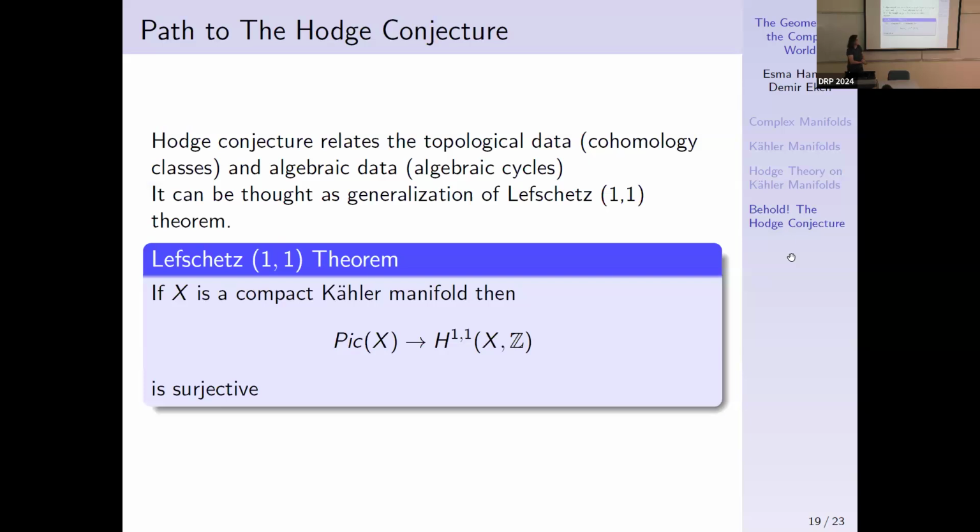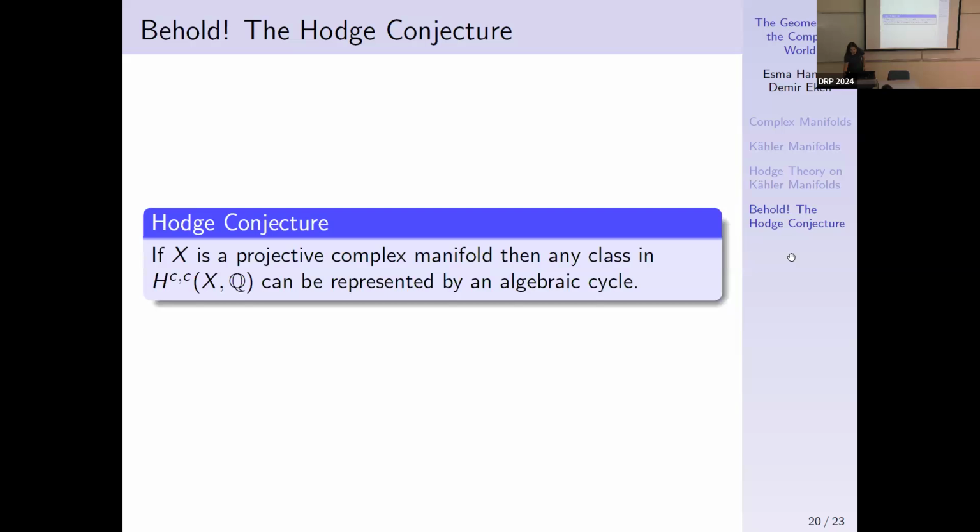Now, we present the Hodge conjecture. The Hodge conjecture basically tries to relate the topological data to the algebraic data. Our topological data in this case are homology classes, and our algebraic data is the algebraic cycles. It's actually a generalization of the Lefschetz (1,1) theorem, which tells us that the map from the Picard group of X to the (1,1) cohomology classes of this manifold is surjective. So it means that we can represent this topological object by an algebraic object. The Hodge conjecture says that you can do that in higher dimensions also.